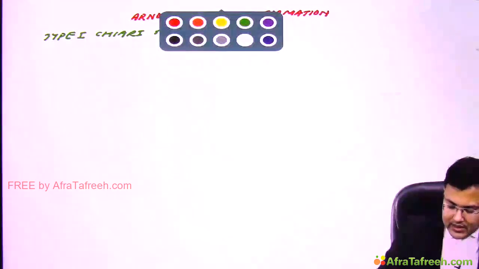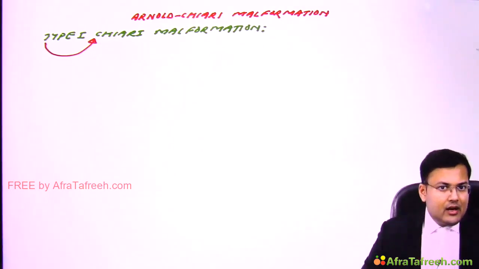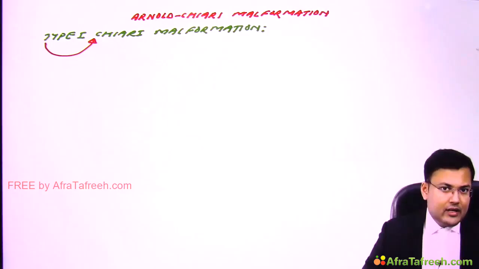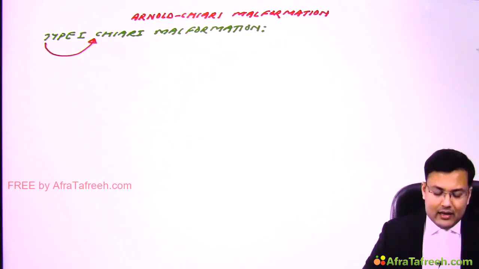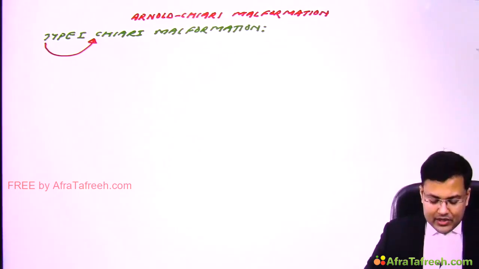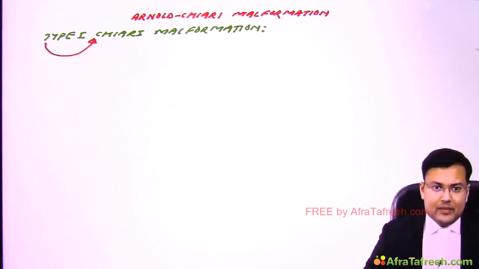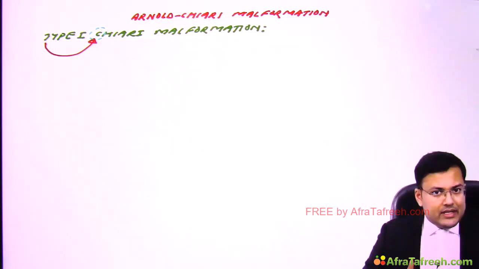And how to remember this type 1 Chiari malformation? See what happens here. T goes into C. So there is herniation of T into C. T means herniation of tonsil. C means cervical canal. So here there is herniation of cerebellar tonsil into cervical canal. Second, in C there is syringomyelia. Means in the cervical canal there is syringomyelia also.